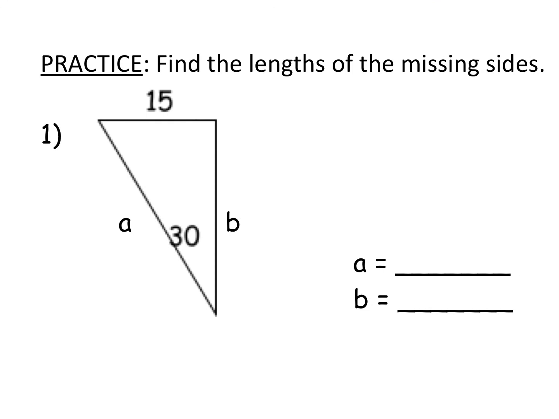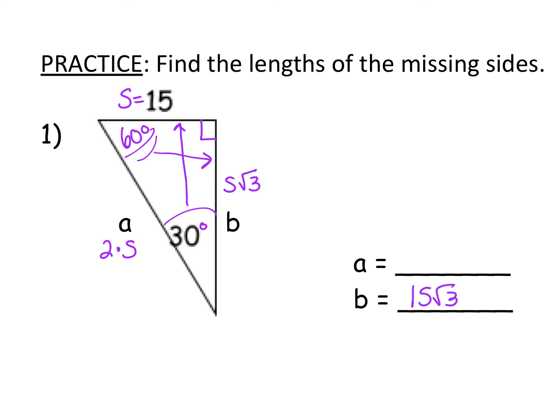If you look at this, I have a 30-degree angle here. So that means I have a 30-60-90, which follows the ratio of side, side root 3, 2 times side. My side across from my 30 is 15. So the side across from my 60 is going to be 15 root 3. And the side across from the 90 is 2 times 15, which is 30.